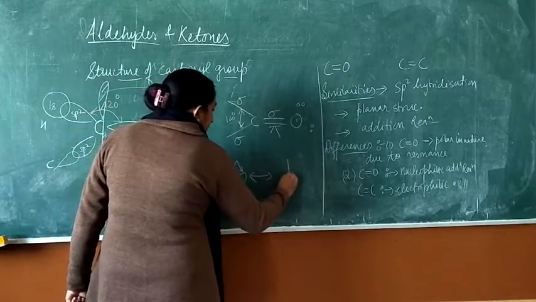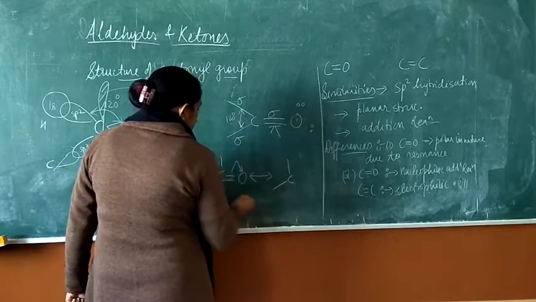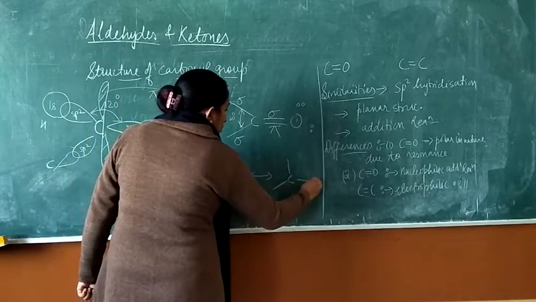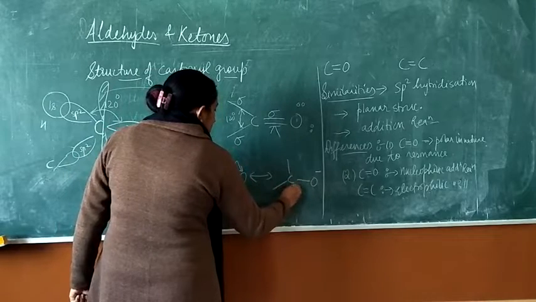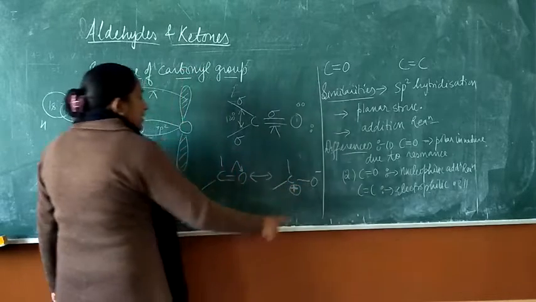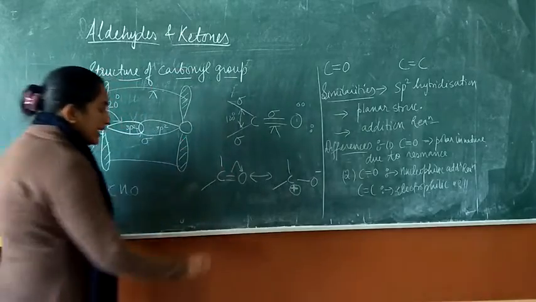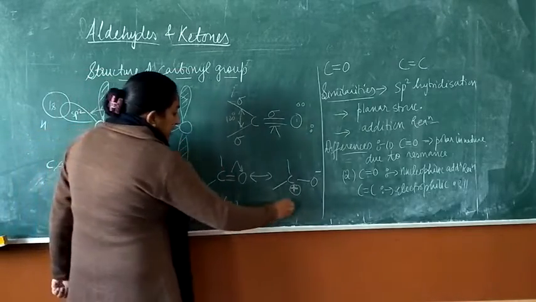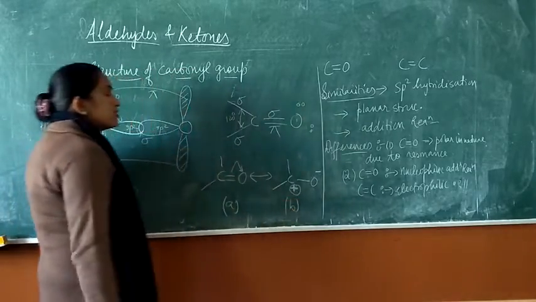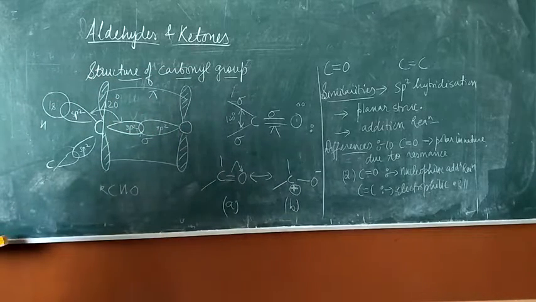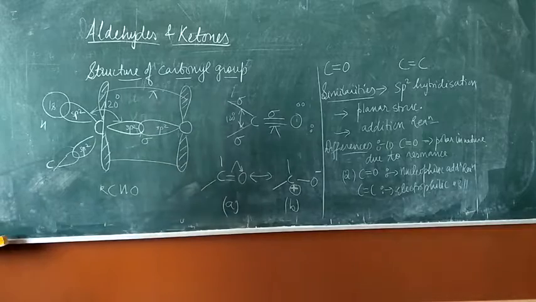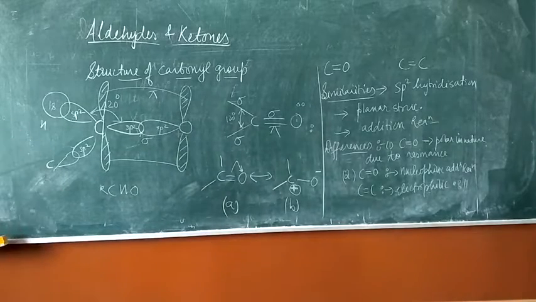So here we will get O negative, and the carbon is getting a positive charge. Now these two, A and B, are the resonating structures of one another. Right? So here we have discussed the structure of the carbonyl group. Next, students, we will discuss the preparation of aldehydes and ketones.